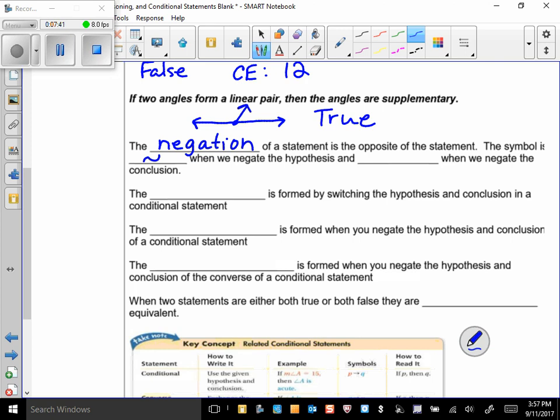And when we negate the hypothesis, oh, I'm sorry. Hold on here. I'm sorry, I wasn't reading my statement correctly. It says the symbol is what when we negate the hypothesis? Of course, it would be not P, and when we negate the conclusion, it would be not Q. So the negation of P is not P, and when you see that symbol, that's just read as not, and the negation of the conclusion is not Q.